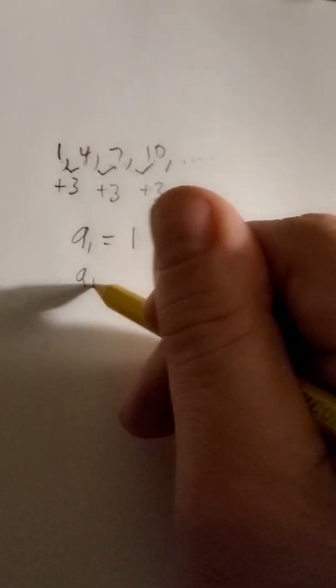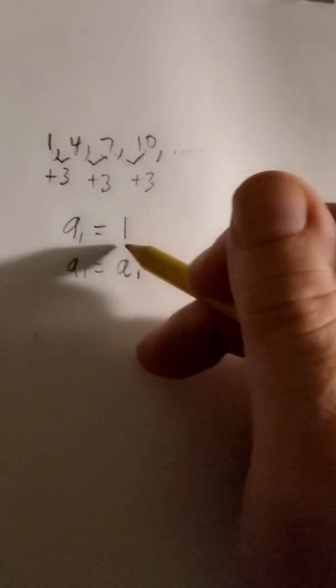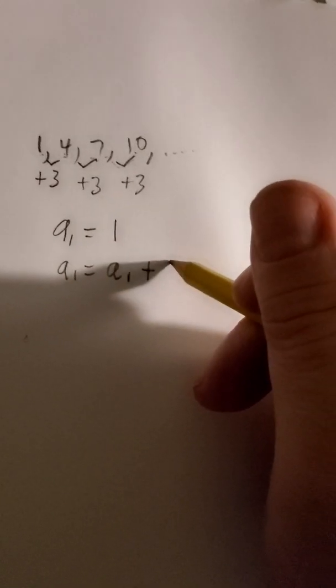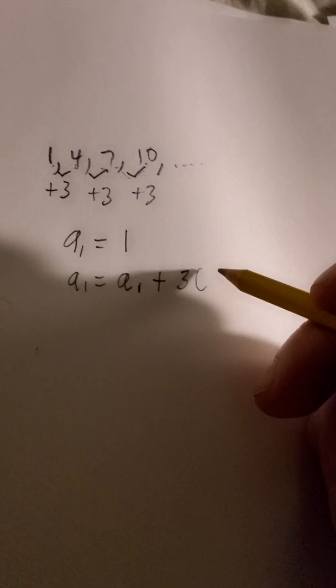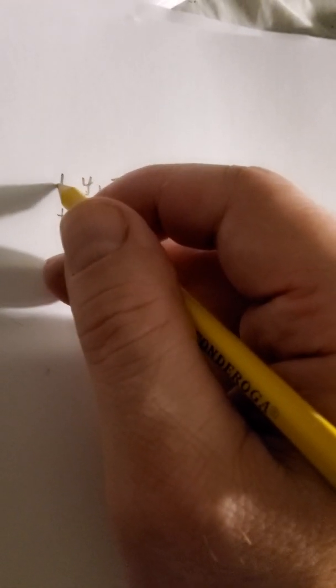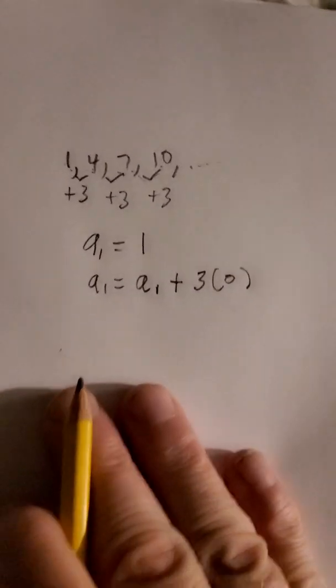Okay, we can also write this as a sub 1 equals a sub 1, knowing that a sub 1 equals 1, plus this common difference, 3, times the number of times we moved. If we haven't moved at all, at the first term, we haven't moved yet. We're stuck at the first term. So we've moved how many positions? 0. Okay.